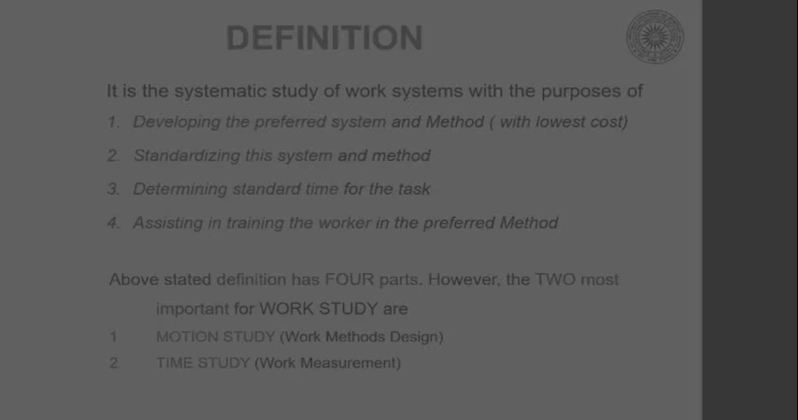So we can say this definition has four parts, out of which two parts of work study are very important. One is the motion study, in which we design the work methods, how to do the work. So designing of work method is the motion study. And if we measure the work, how much work has been done by a worker, that is the time study. These are the two main elements of work study.